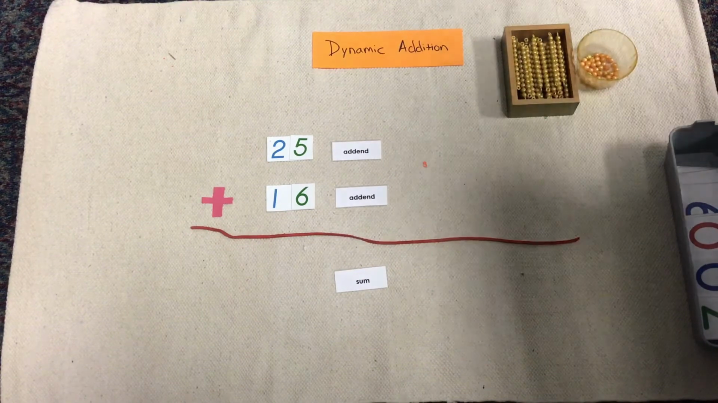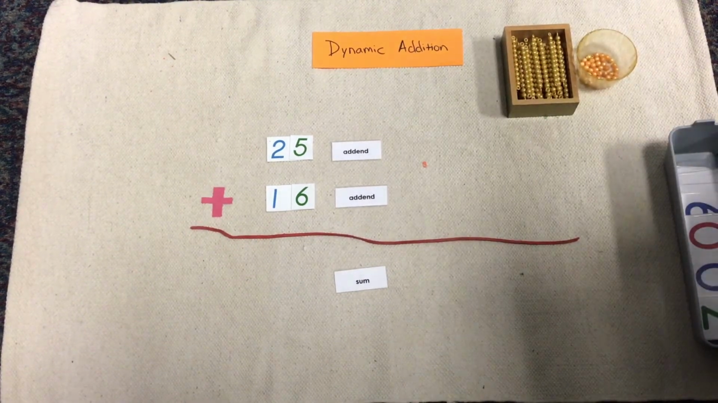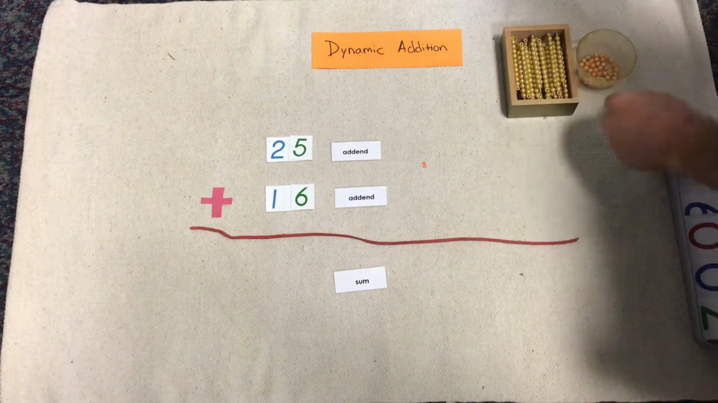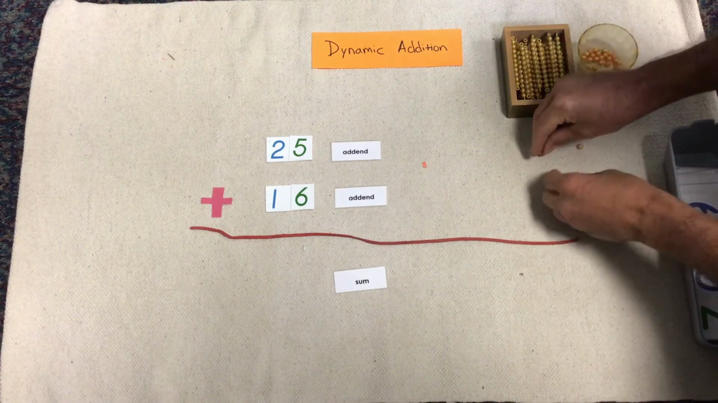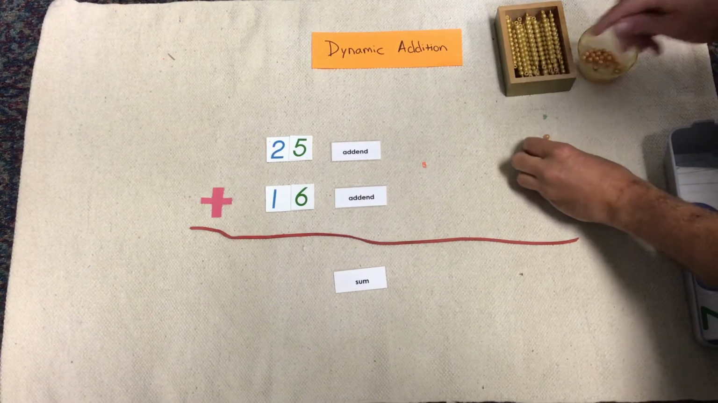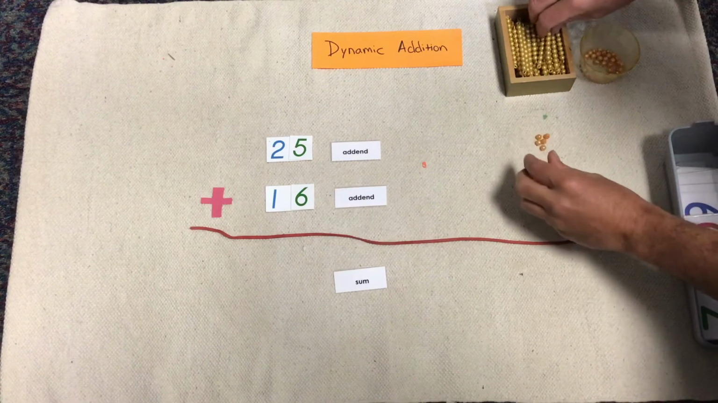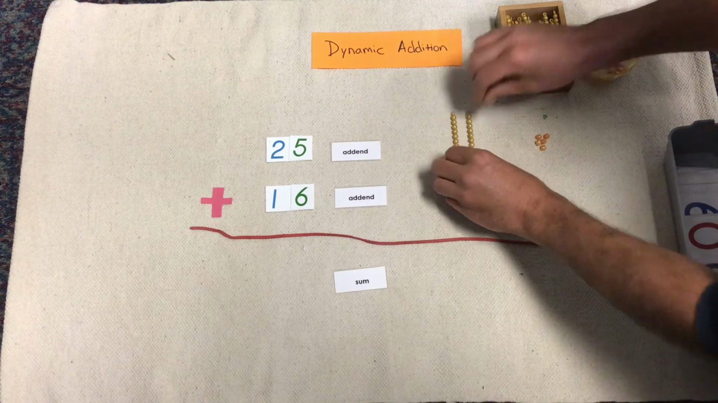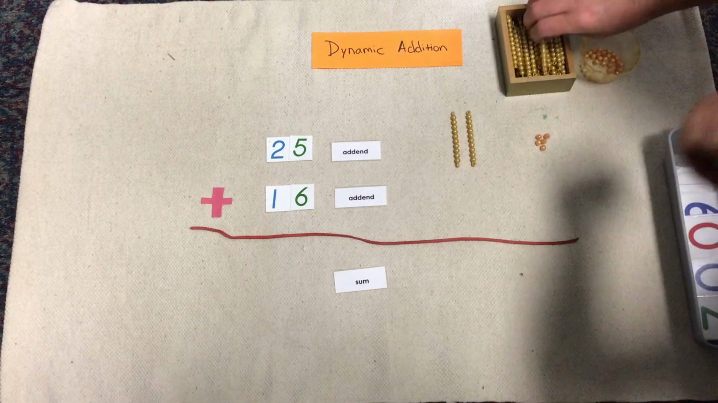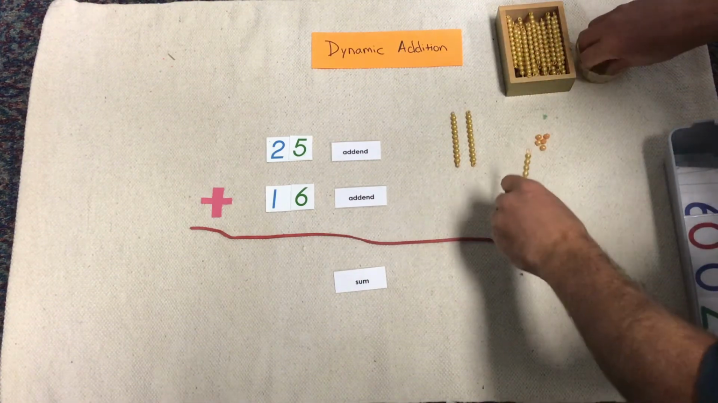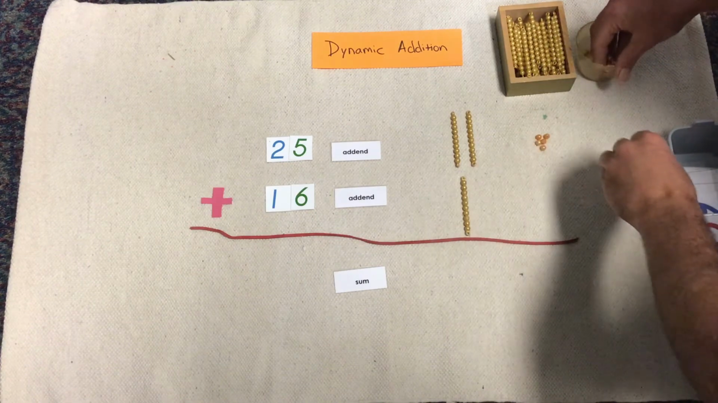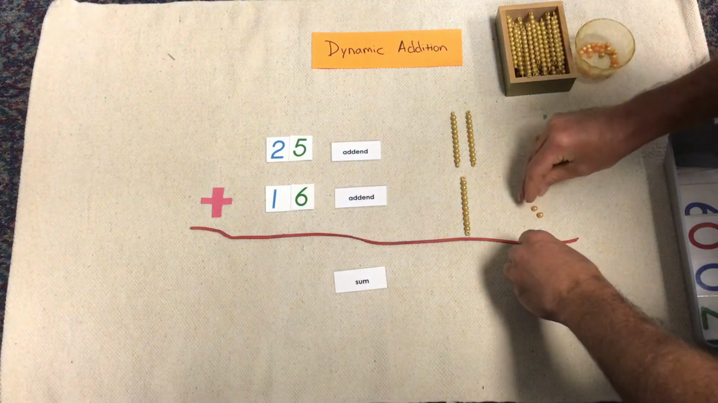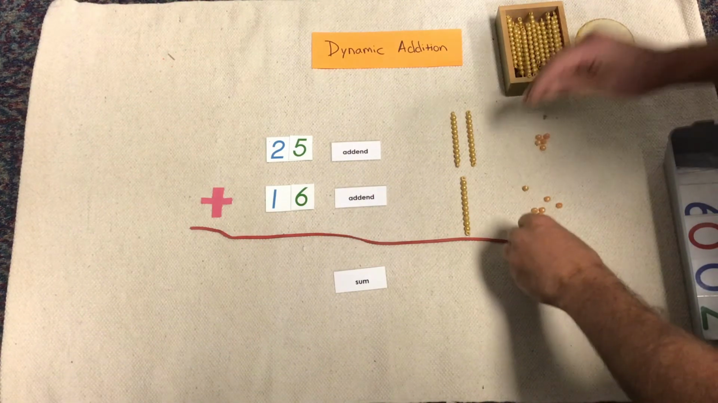All right, so let's lay out our numbers with our golden beads. 25 first, which consists of 5 ones, 2, 3, 4, 5, and 2 tens. The other addend is 16, which is 6 ones and 1 ten.